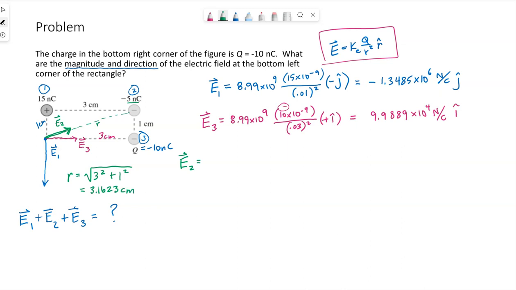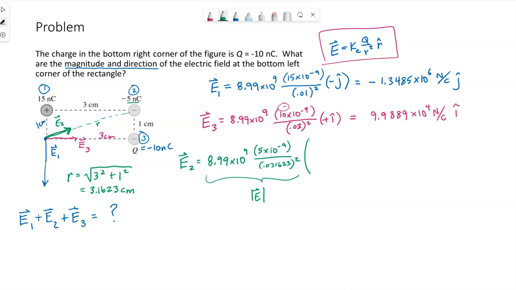centimeters. We will need to convert it to meters when we're plugging it into the equation. All right, so for the magnitude, we're going to have the 8.99 times 10 to the 9. The charge is 5 nanocoulombs. The distance, 0.031623 squared. This is the magnitude. It's going to have both x and y components though, right?